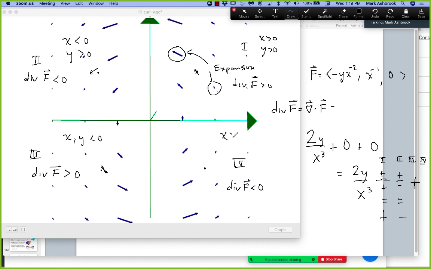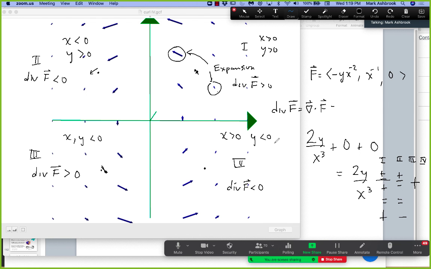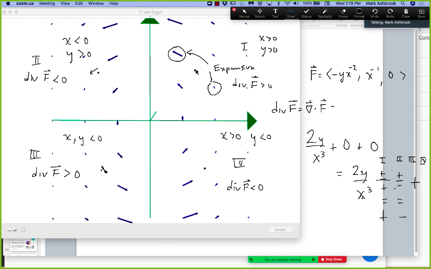Finally, x greater than 0, y is less than 0. You'll have a negative over a positive. Negative over positive in the formula will give negative. That's what the divergence is.